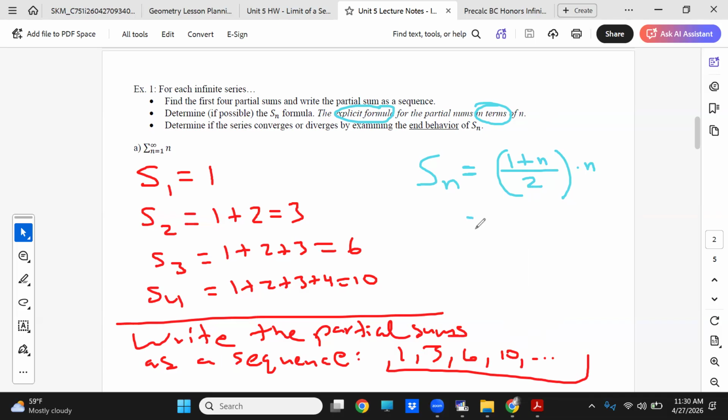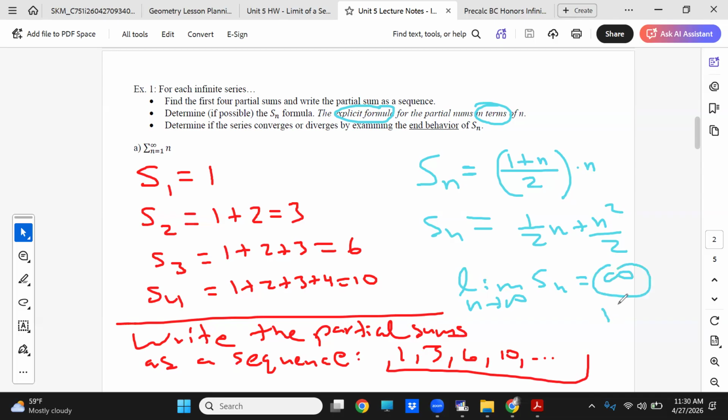So if I clean this up, what do you get? You get 1/2 n plus n squared over 2. If I take the limit of that sequence, what's that limit going to be? Given it's just a parabola, infinity, right. So this diverges.